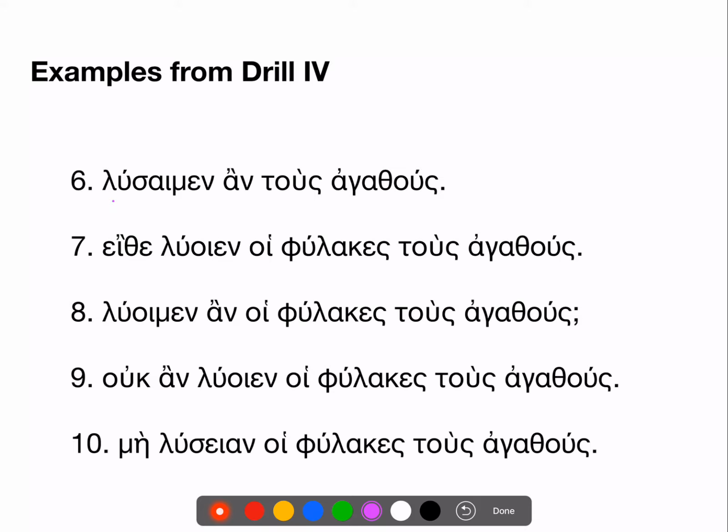Number 6. Luomen an tous agathous. All right, so now we have an aorist optative again, but now we have this an, so it can't be an optative of wish. It's got to be here a potential optative. So we could free the good men.